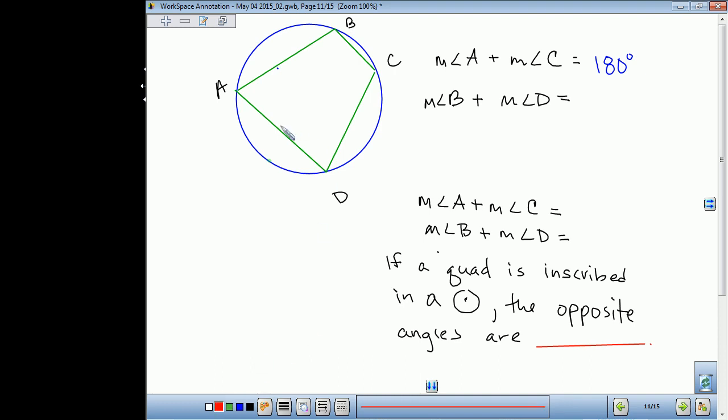Okay, so let's try highlight orange. So B intercepts from here to here. And then let's do D. It intercepts from here to here. Did the whole circle get colored again? Yes. So opposite angles are always going to be, what's that special word for when they add up to 180? Supplementary. So if a quadrilateral is inscribed in a circle, the opposite angles are supplementary.